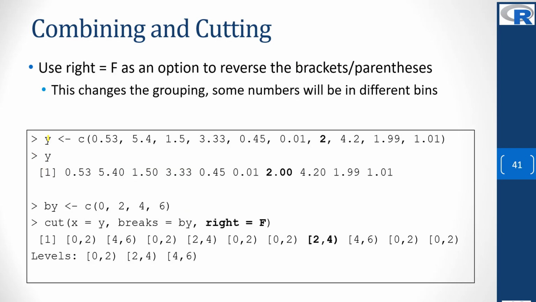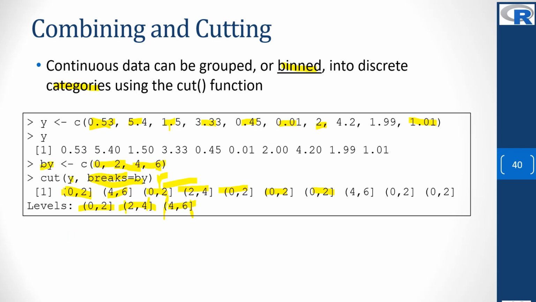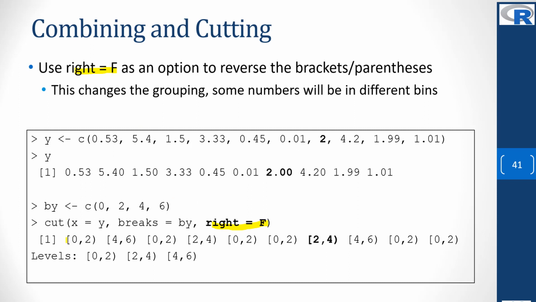If we want to switch the interpretation, we have a right argument, and we can specify right equals false instead of the default of true to reverse the brackets and parentheses. So here we're specifying that false value with our cut, and you can see now, if you look at the previous slide, 0 was excluded and 2 was included. Well, now in this example, 0 is included and 2 is excluded. So this determines how the brackets and parentheses are interpreted in those intervals.